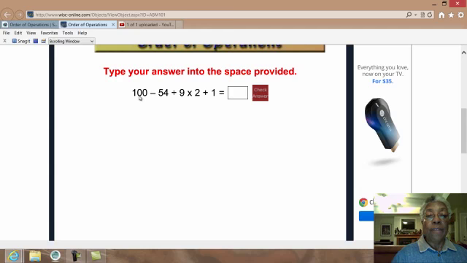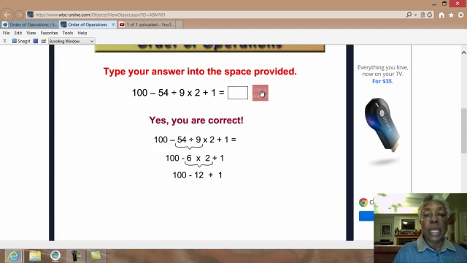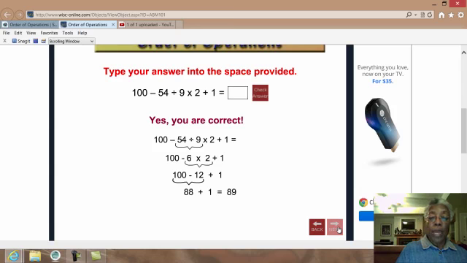Okay, we have 54 divided by 9 gives us what? 6. And 6 times 2 is 12. So we have 100 minus 12 plus 1 is what? Let's try 89. Let's check our answer and see. One of my students just told me 89. Hooray! Jeff got the problem right.